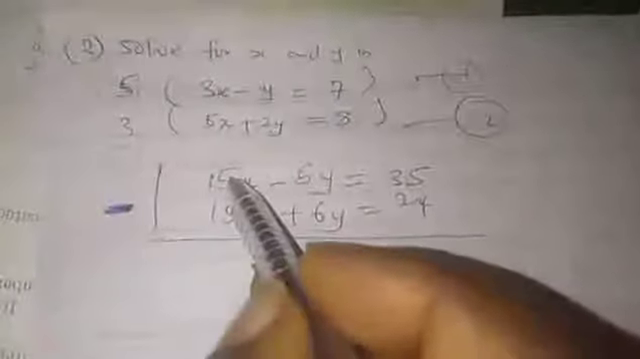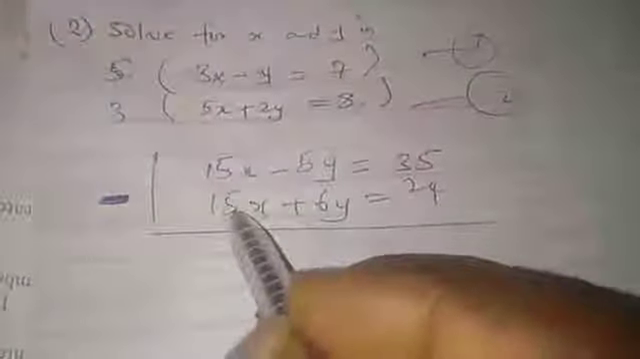After you have multiplied it, you come to this compulsory subtraction. So that is all the upper one minus the lower one.